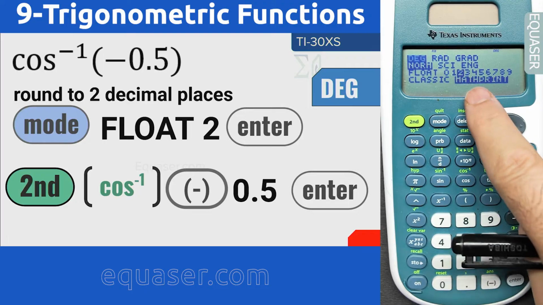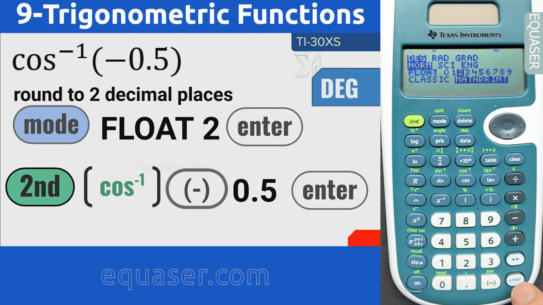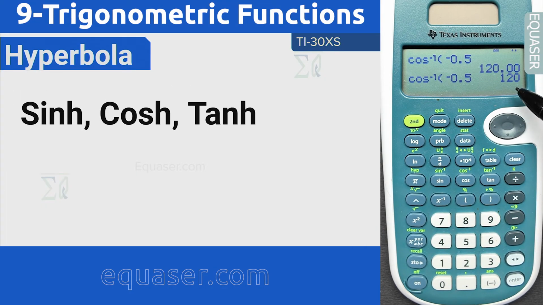Let's remove the 2 decimal places, come down to float and select enter. Now it has been removed, clear and press enter. It shows 120 degrees.